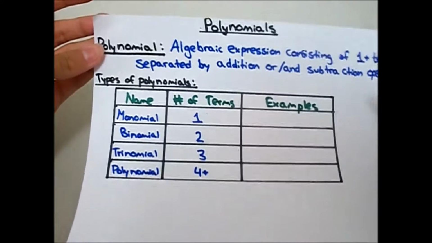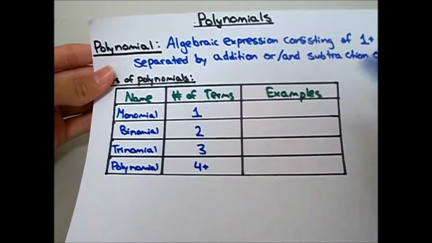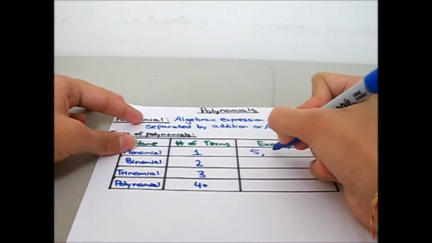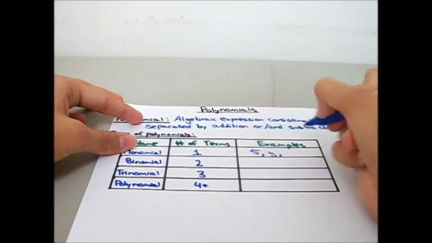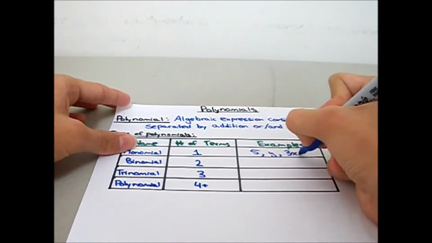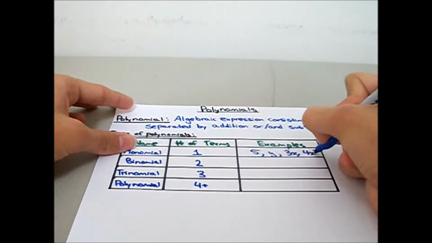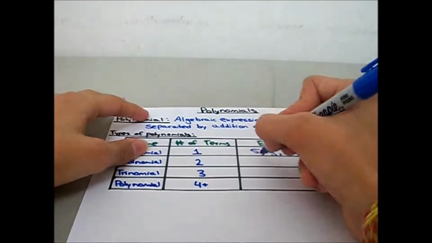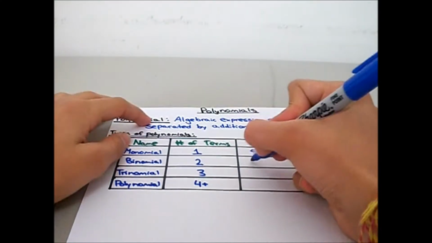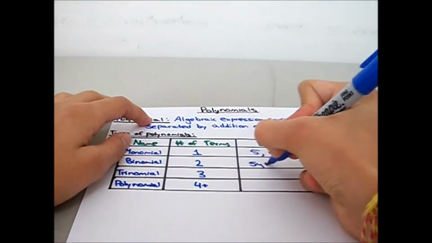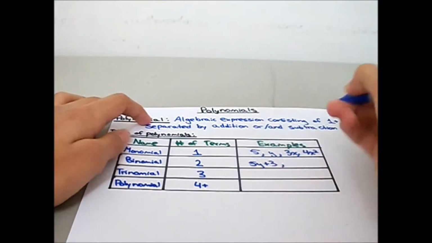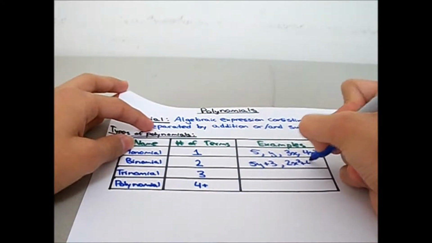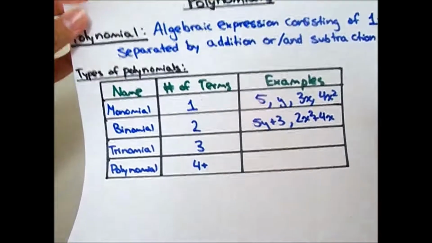So our first one is monomial. It has one term. So for example, it can be 5 or y or 3x or 4x squared. The second one is binomial. It has two terms. For example, 5y plus 3 or 2x squared plus 4x, etc.